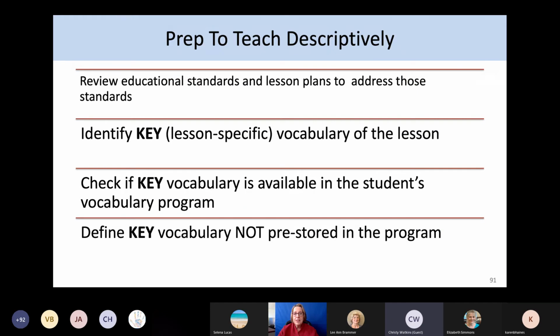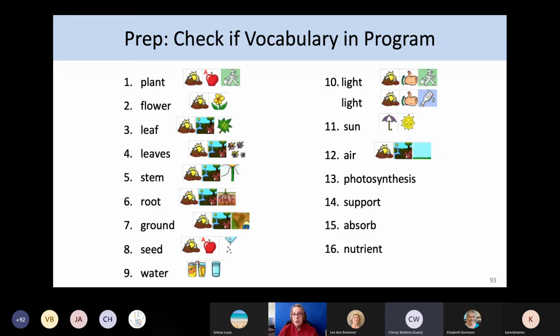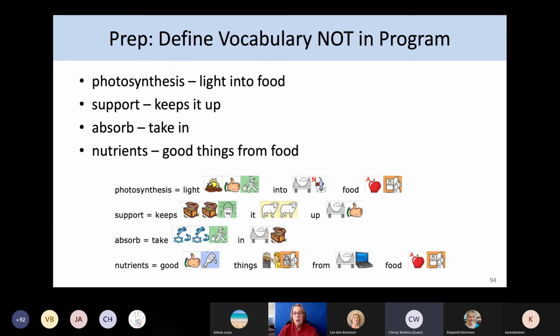So we've reviewed our state standards. We're going to identify our lesson specific words. We'll check if those words are in the device. And if they're not in the vocabulary program already, we're going to define them. So we've identified what our key vocabulary is. We looked them up in his device, so we do know he's got a lot of already plant-related words in there. But we know from the state standards he really doesn't have to name these parts, but they're there. We're not going to avoid them, but we just know they're not where we're going to put our main emphasis. And the 4 words that are not in there, we're going to define.